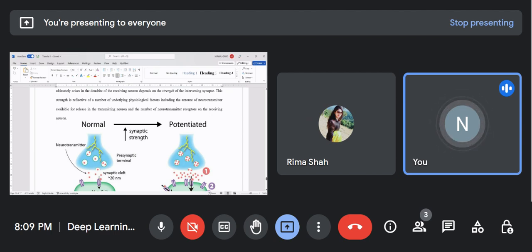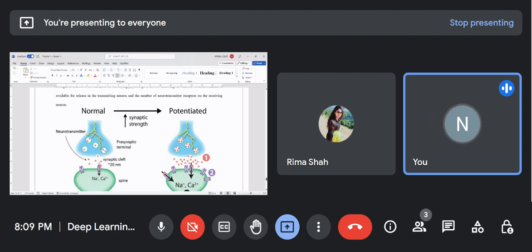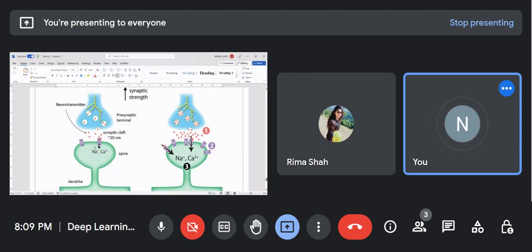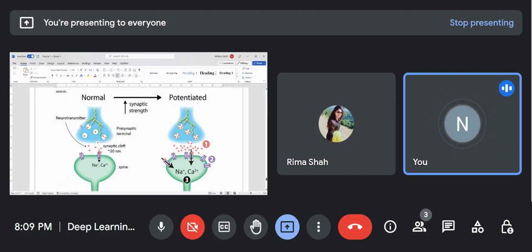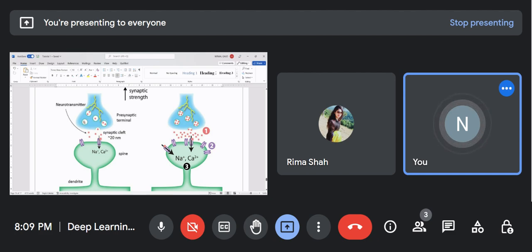Okay, if my receivers are good according to the transmitters, then there will be an exact number of signals shared between the two neurons. So here you can see normal neurotransmitters and dendrite. You can see the synaptic cleft is 20 nanometers. This is the distance, and this is how your neurotransmitters transmit the signals to your dendrite. So the synaptic cleft means this is the distance between them, 20 nanometers.